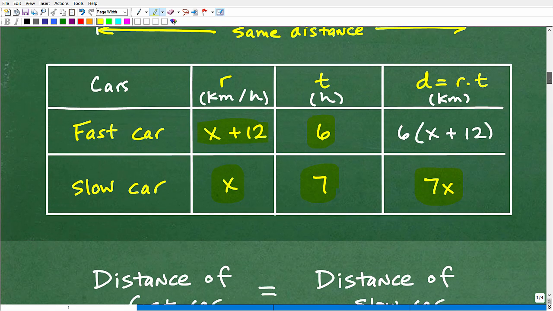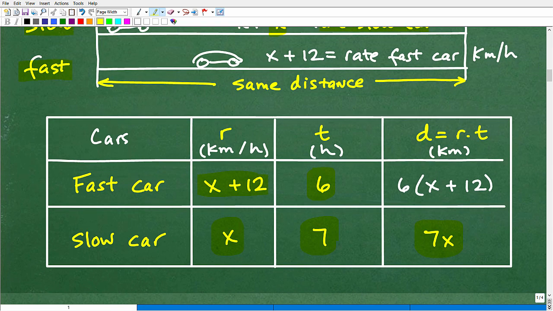When we multiply those together, one thing you have to be very careful with is this: we do 6 times x plus 12, and that's the distance. When you have a sum or difference like this, if you're adding anything to a variable or subtracting, always put it in parentheses. Oftentimes students will not do that and they'll get themselves in trouble. So we have 6 times x plus 12. That's the distance of the fast car.